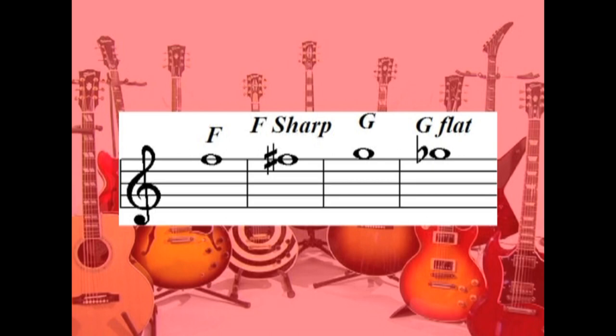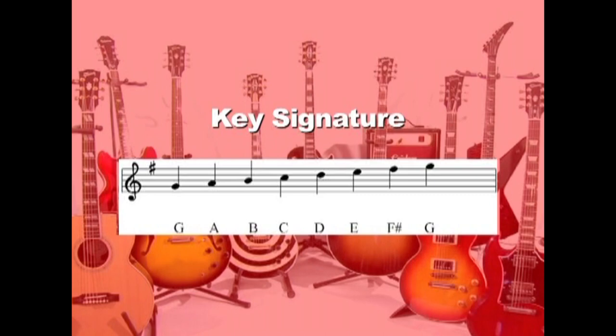One way of writing sharps or flats on the staff is to place the symbol before the note you want to change. Another way of writing sharps or flats is to use a key signature. Simply put, a key signature is a group of sharps or flats at the very beginning of a staff line. The sharp or flat note in the key signature indicates that all notes of the same name will be altered throughout the piece of music.